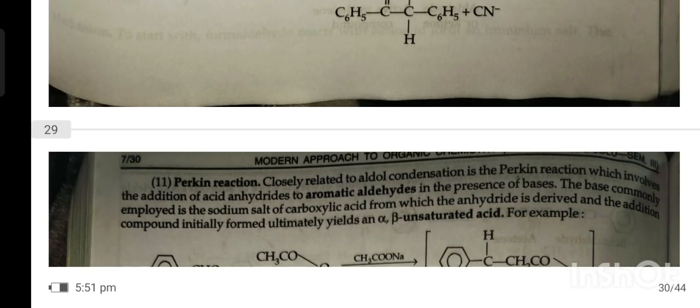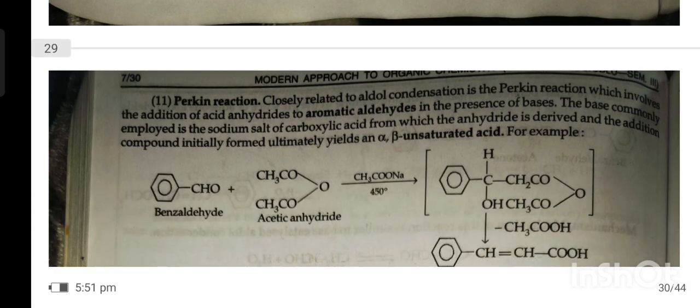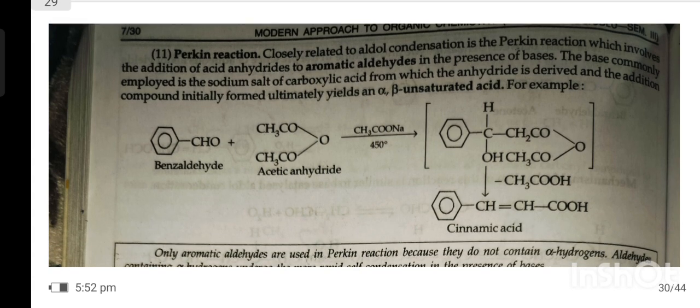11th, Perkin reaction. Closely related to aldol condensation is the Perkin reaction, which involves the addition of an acid anhydride to an aromatic aldehyde in the presence of a base. The base commonly employed is the sodium salt of the carboxylic acid from which the anhydride is derived, and the addition compound initially formed yields an alpha beta unsaturated acid.